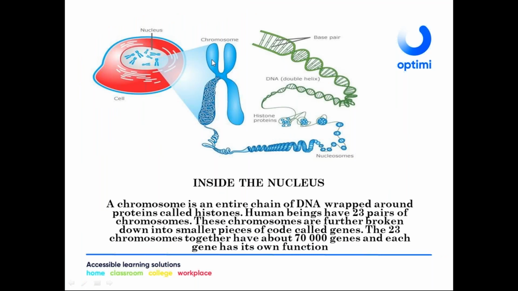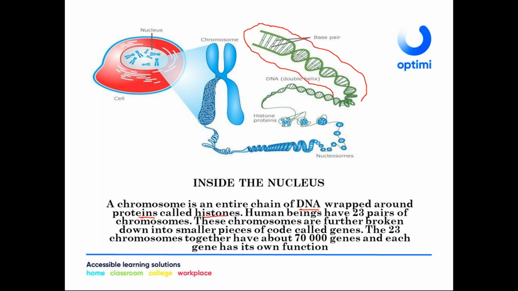Inside the nucleus, we have X-like structures called chromosomes. Okay. A chromosome is an entire chain of DNA wrapped around proteins called histones. So we know that this is how a DNA structure looks. This is a long chain of DNA. You can see it with that double helix. So this DNA wraps itself around these proteins called histones, and wraps itself around until it forms an X-like structure called a chromosome.